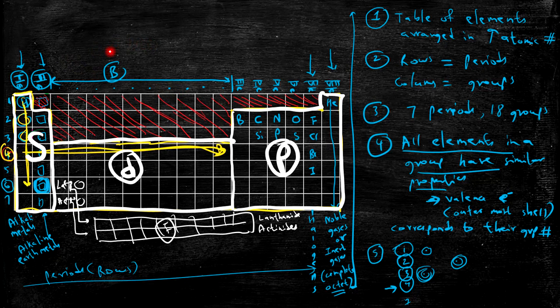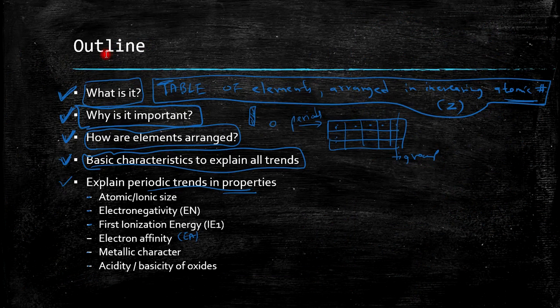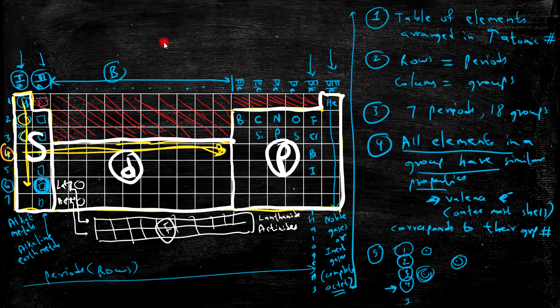We have said the periodic table is a table of elements arranged in increasing atomic number, and these elements are arranged in rows and columns, rows being called periods, columns being called groups. There are 7 periods and 18 groups.